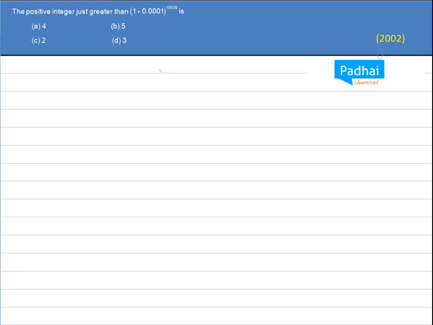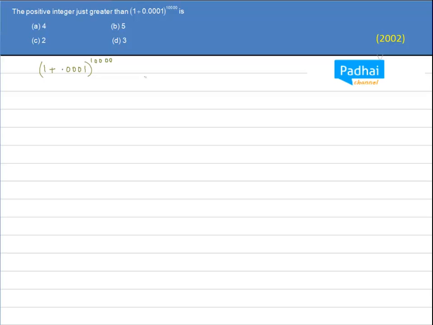Okay, now let us take the 2002 problem, which says that you have to find the positive integer just greater than this expression: 1.0001 raised to the power 10,000. So you need to find the integer which is just greater than this. This is a very good question. I would say normally very few people will be able to solve this, only those who know the trick.